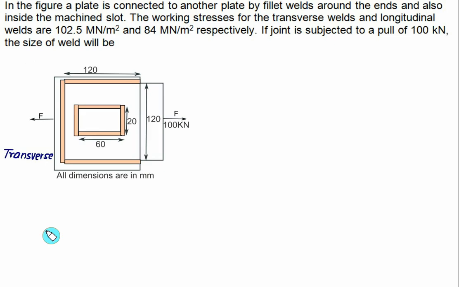We will first identify which one is a transverse here. The axis of this weld is perpendicular to the force, so this one is a transverse. As well as the axis of this weld is also perpendicular to the force, so that is also transverse. As well as this length is also transverse. So let's call this one L1 and this one L2. So 2 times L1 plus L2 is the total weld length in a transverse.